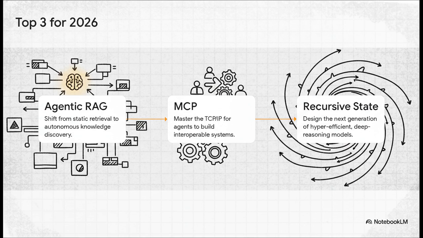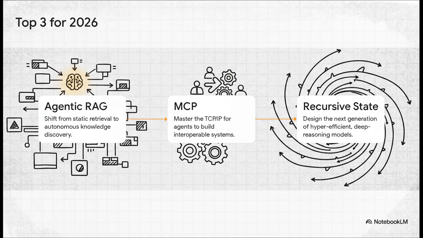You must master the shift from building simple retrieval pipelines to architecting agents that are intelligent knowledge workers. Number two, Model Context Protocol. MCP is the language of interoperability. If you're building multi-agent systems, you will be using it. It is non-negotiable.